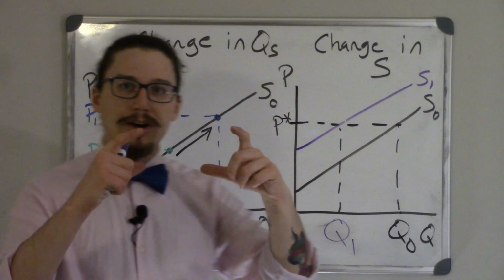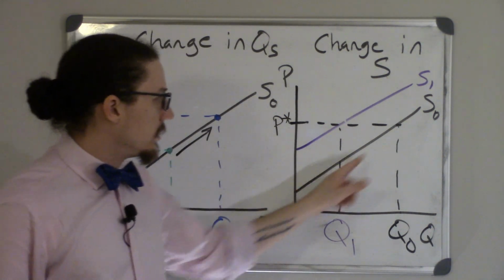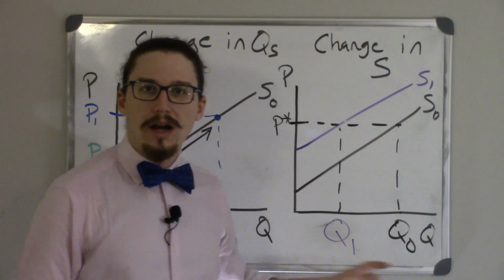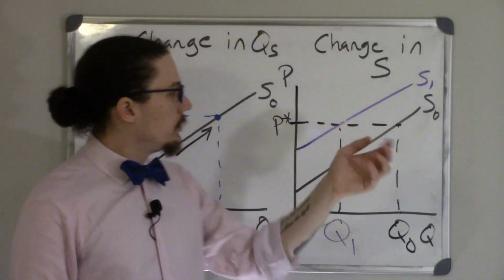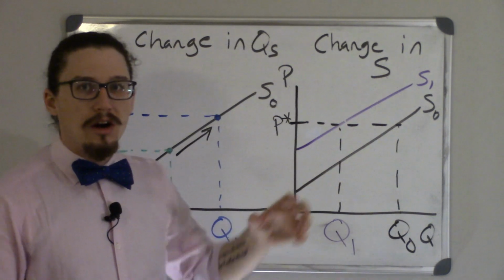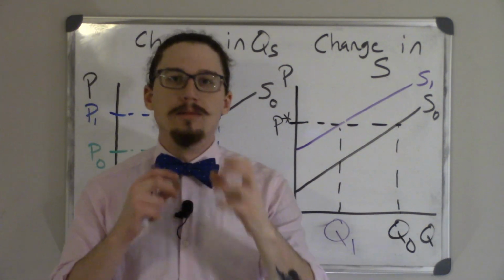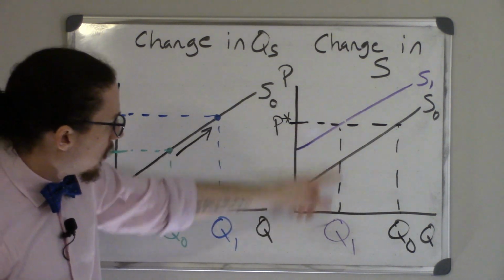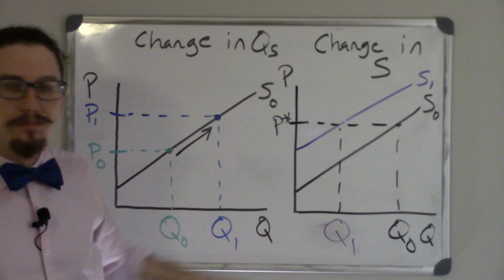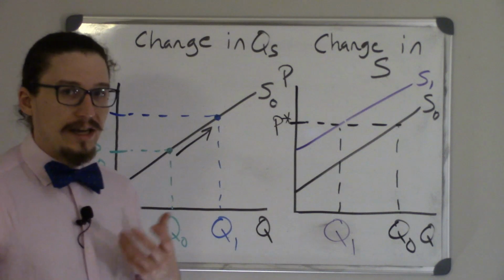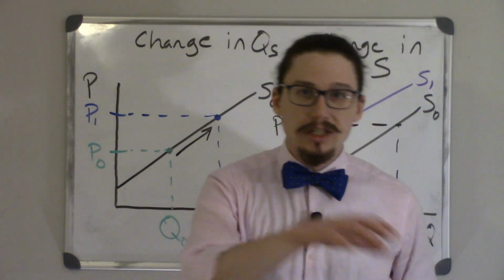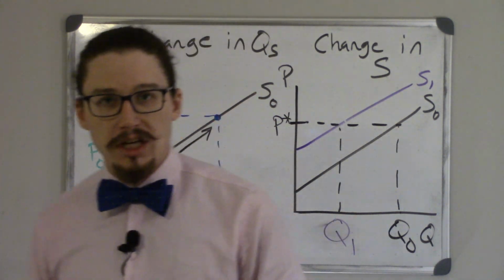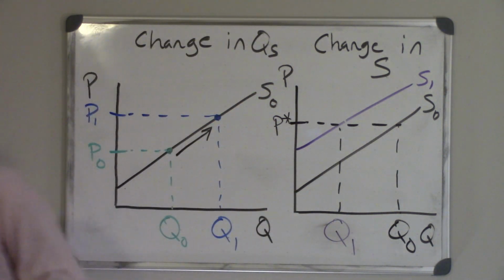So again, originally the pair that we used to create this original supply curve was P star and Q naught. Once we changed supply, P star and Q naught didn't match up anymore. Instead, we got a new pair of P star and Q1. So that is the difference between changes in quantity supplied and changes in supply.